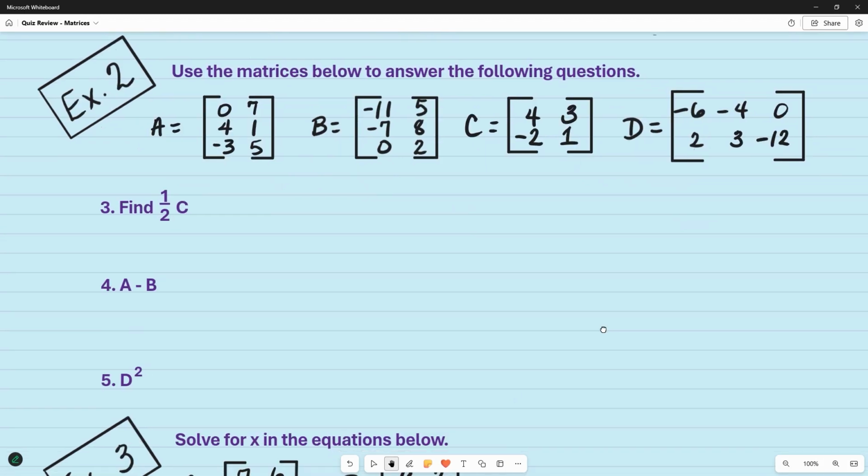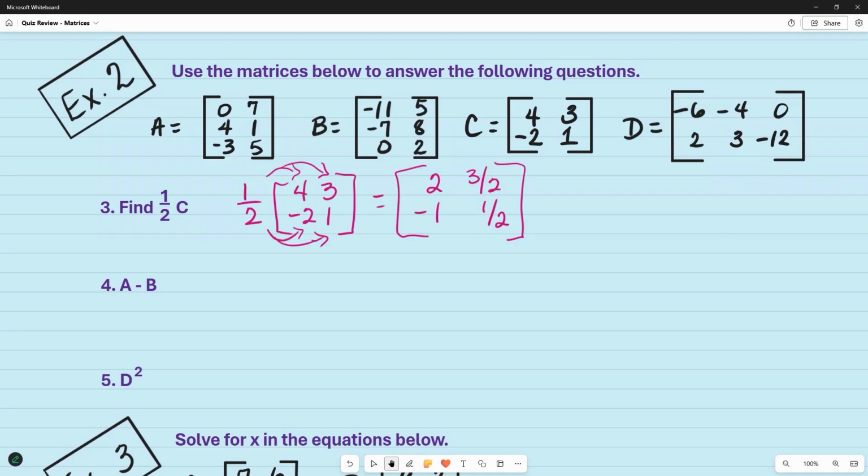So I'm going to be asked to find 1/2 of matrix C, and since they're next to each other without an operation in between, it's understood to mean to multiply. This fraction is known as a scalar, and with this scalar, I am multiplying each element by distributing, and that will give me my final answer.